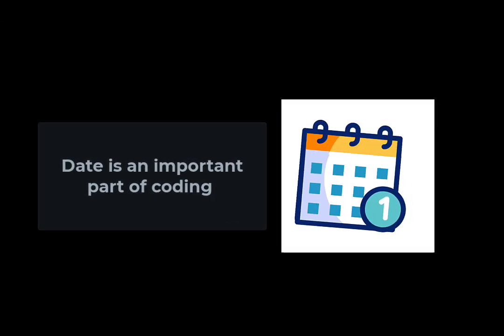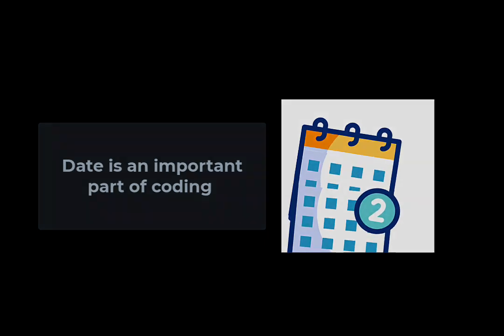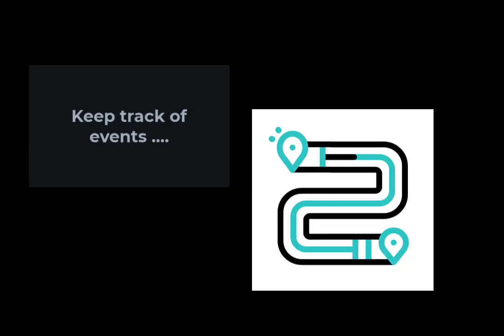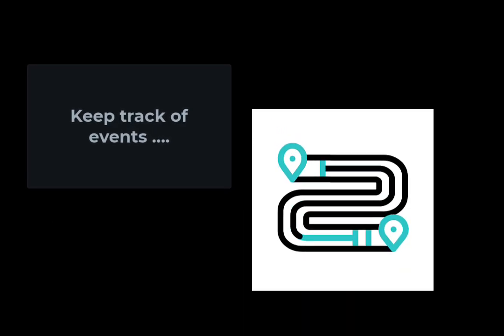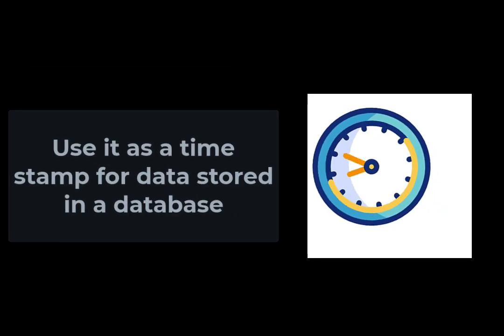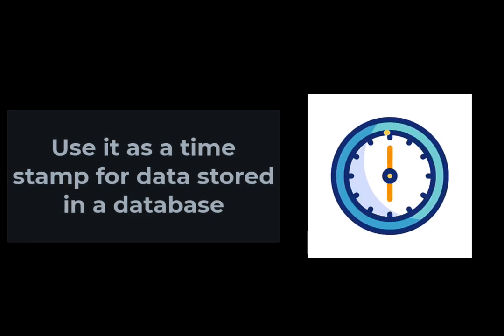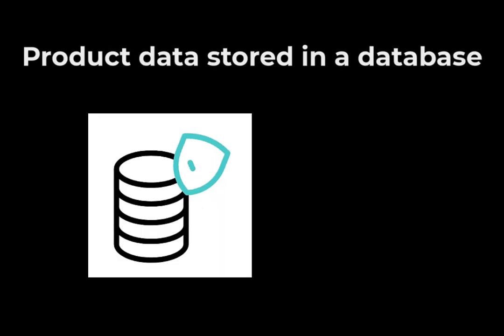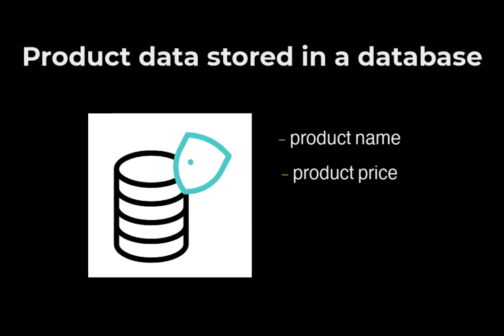Date is an important part of coding, and programmers use it to keep track of things, keep track of events, and so on and so forth. We can work with the date object in JavaScript and use it as a timestamp for data stored in a database. For example, we have a product stored in a database.